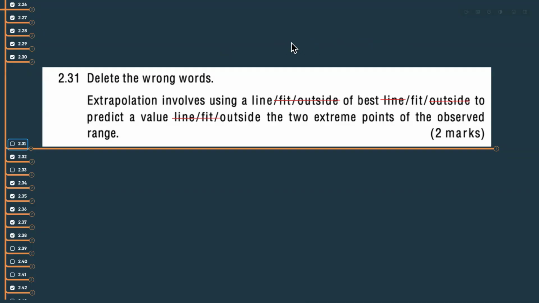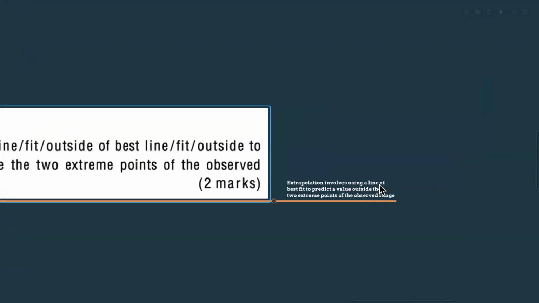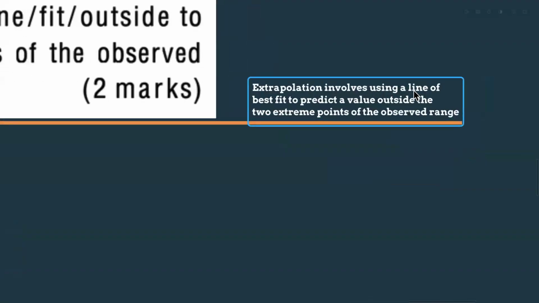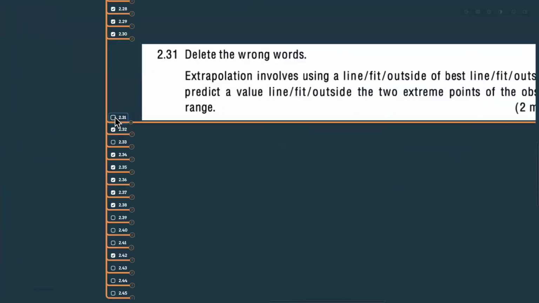I don't think you will have this many questions like this in your actual examinations, but for practice you have to know. So this is how it should be: extrapolation involves using a line of best fit to predict a value outside the two extreme points of the observed range. Right? So that's how the question goes.